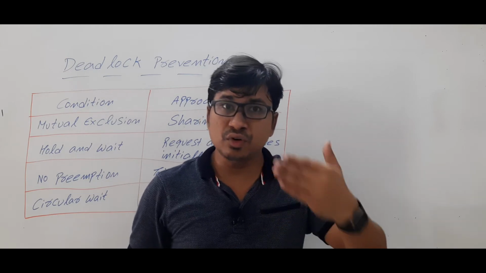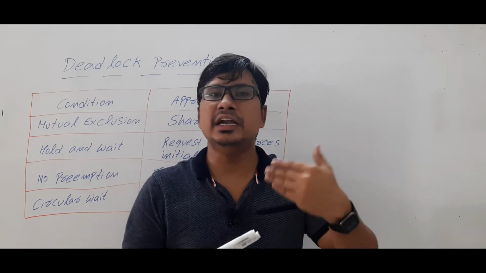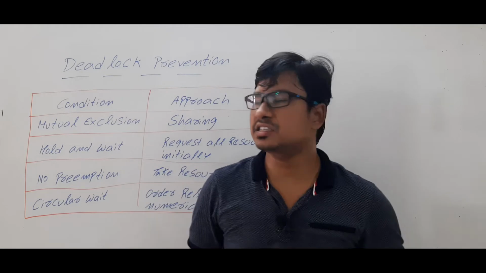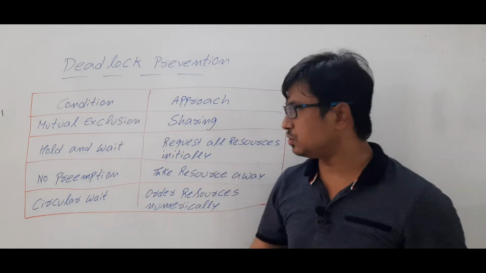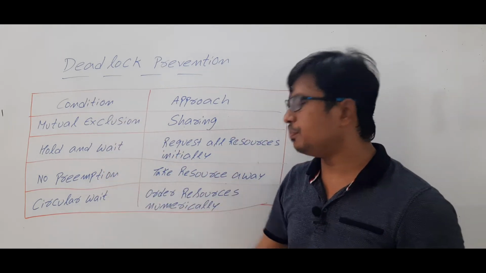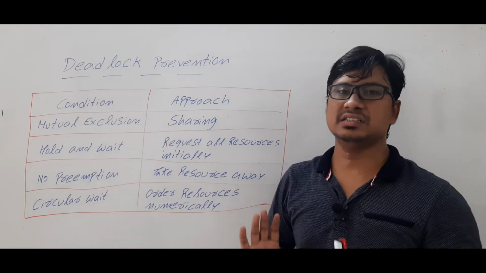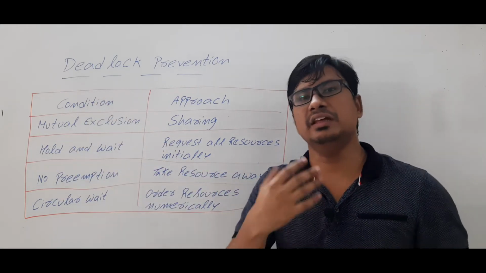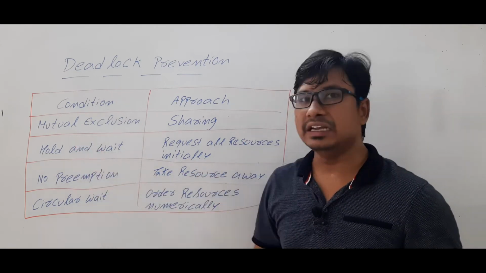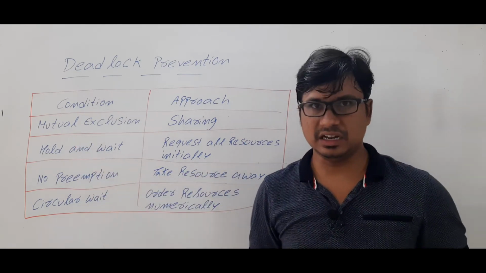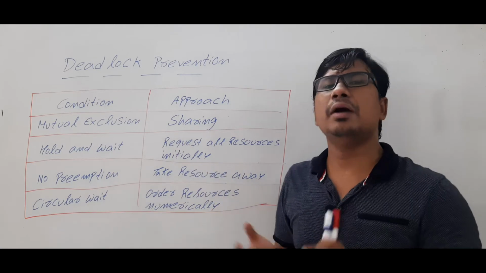Now, what are the 4 necessary conditions for a deadlock to happen? The 4 conditions are mutual exclusion, hold and wait, no preemption and circular wait. If these 4 conditions are satisfied, then only we will say that there is a deadlock. If we disable any one of the necessary conditions, then deadlock will not happen.